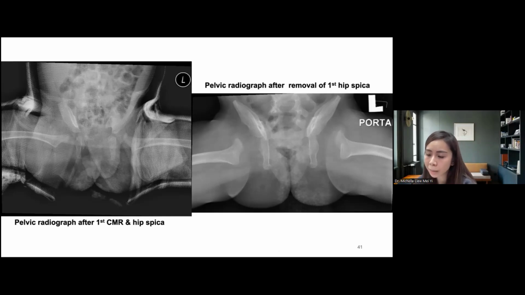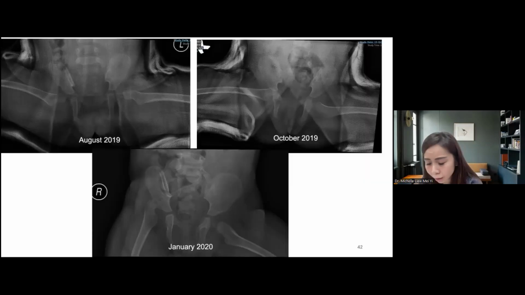Both hips were actually placed at the angle of best stability and continued on the hip spica for another 6 weeks. However, after removal of the first hip spica applied, we noted that both hips dislocated again, indicating both hips are actually unstable. So we then scheduled her for another closed reduction of bilateral hips and hip spica. During the intraoperative assessment with an arthrogram, we were able to get adequate reduction of both hips.